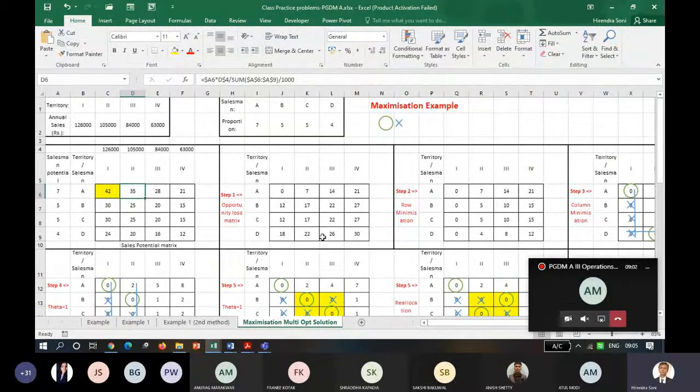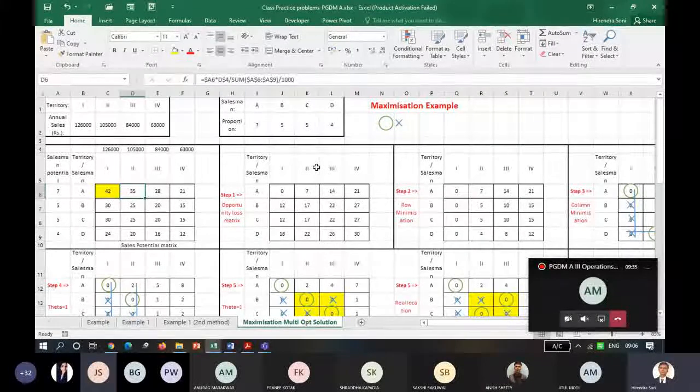So what you get is an opportunity loss matrix. Okay, and this opportunity loss matrix can be minimized. इसको minimization का मतलब क्या हो गया? I am trying to minimize my opportunity loss. Correct? If I am minimizing my opportunity loss, automatically my sales will get maximized. Are we clear up to this? Yes, sir.